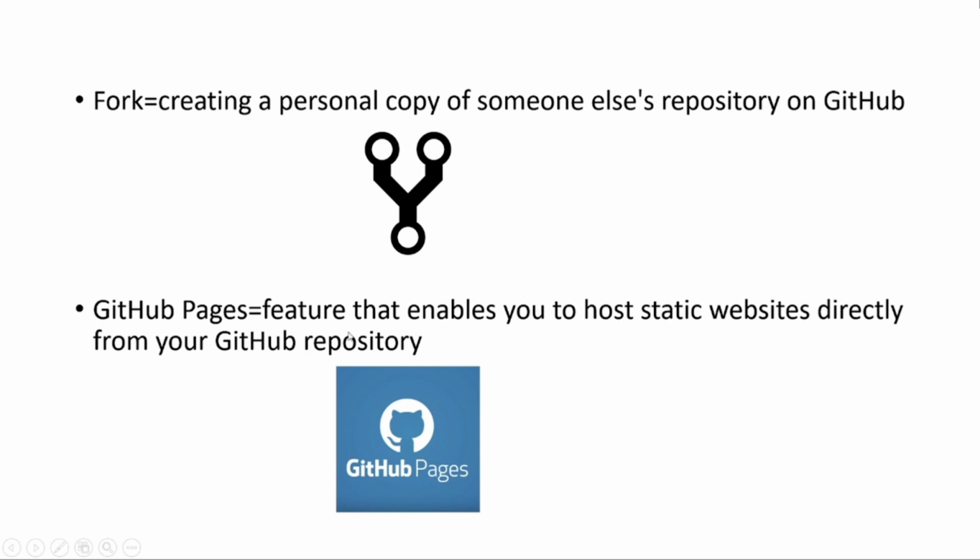GitHub pages. Now suppose you have made a website, okay, and you want to host it. Now there are many other platforms also where you can host static websites. So if you want to host any static website, there is an option of GitHub pages present in GitHub. If we use that option, then we can easily host our static website on GitHub itself.